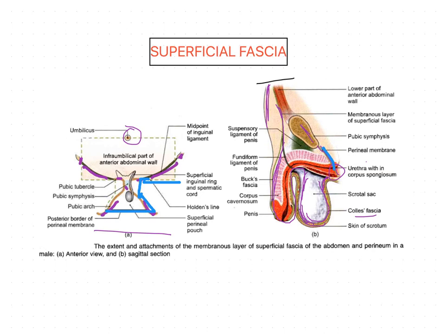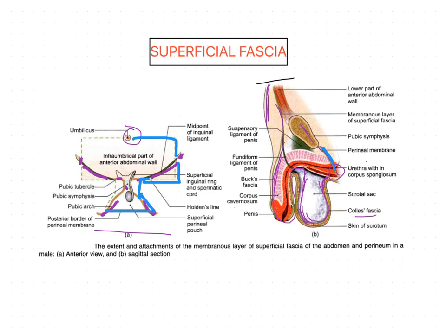And above, the membranous layer also extends above the inguinal ligament over the umbilicus. Above the umbilicus, this membranous layer and the fatty layer merge together. So above the umbilicus the two layers fuse with each other. Only below the umbilicus can we find such differentiation of the membranous layer as well as the superficial fatty layer.